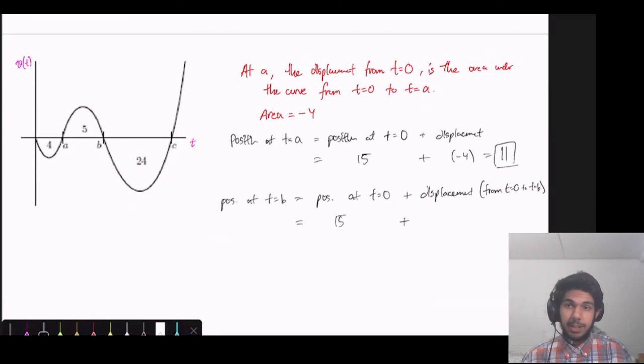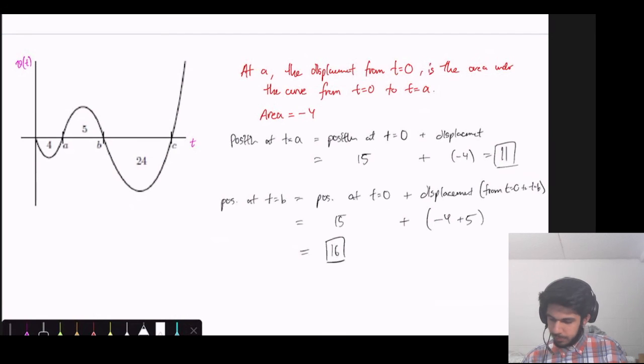Once again, we have to consider area under the curve. So now we're looking from 0 to b. So that would be negative 4 plus 5. So negative 4 plus 5. So that will be equal to 16.